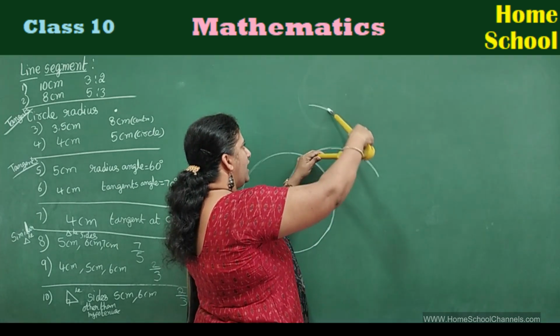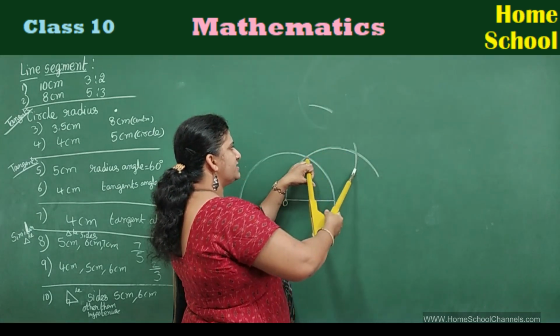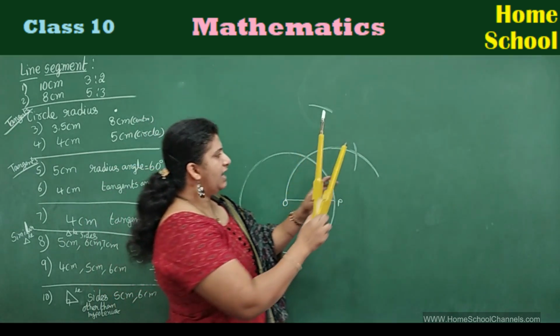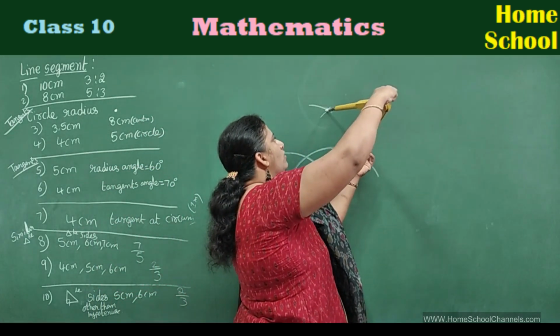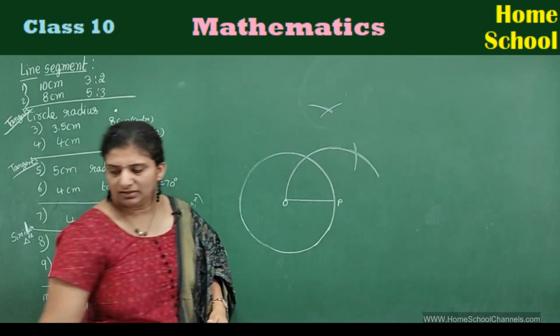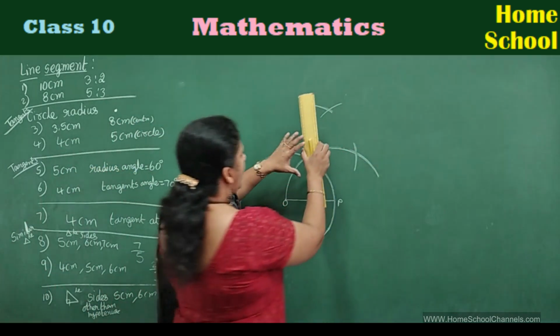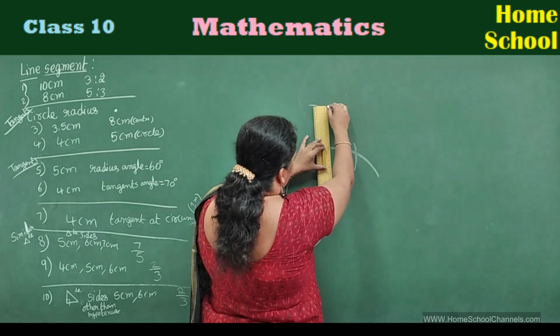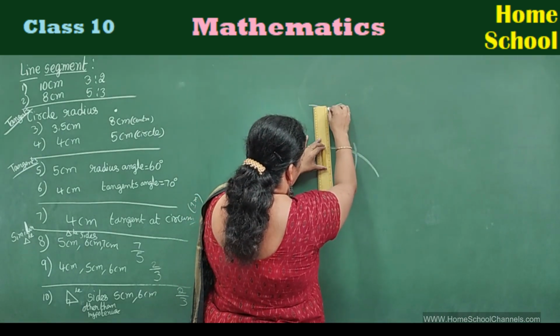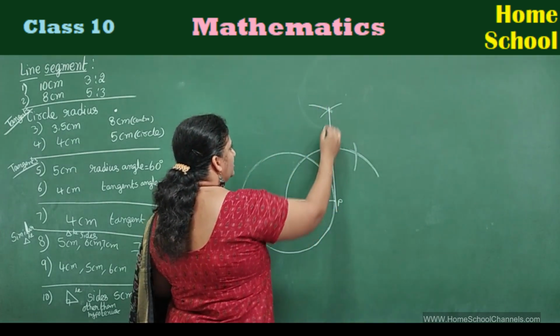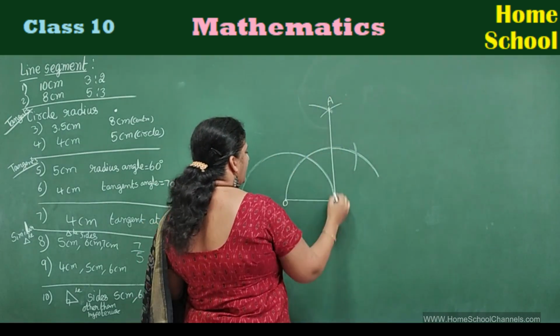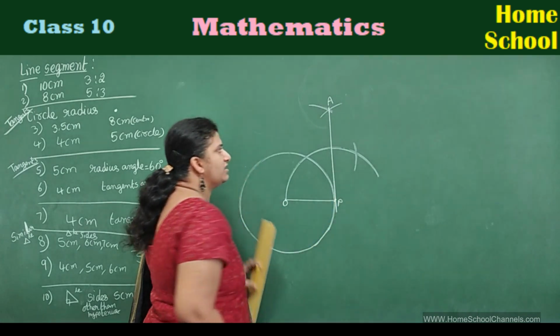Third step, above one arc, on the semicircle, one arc. Now where the arc touches the semicircle, from there cut the arc. Take a scale and try to join now. This is your tangent. Mark this point as A. You can end your tangent here.